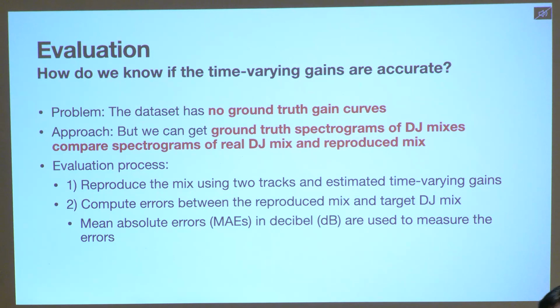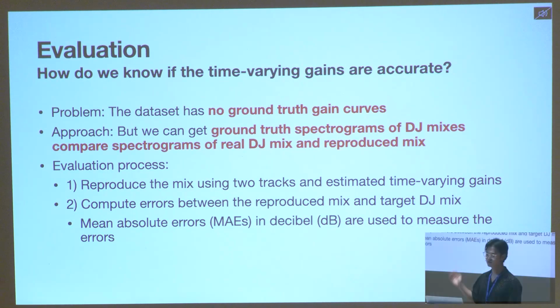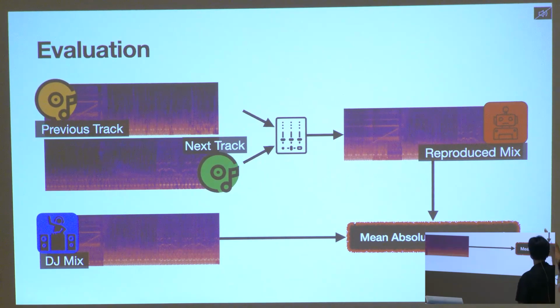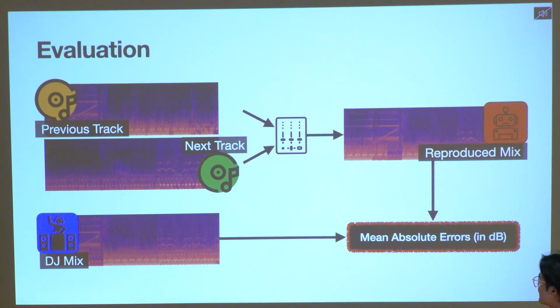So now, okay, we got those beautiful curves, then how do we trust them? Because in the data set, we have DJ mixes, but we don't have ground truth gain curves. We don't know how they controlled the gain knobs. But actually, we have some kind of ground truth because we have DJ mixes. So we decided to compare their spectrograms. I mean, like this. Using those extracted curves, we reproduce the mix here, and using the error between the DJ mix and the reproduced mix, we evaluate it.